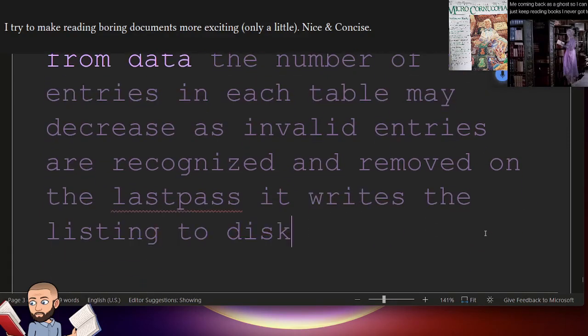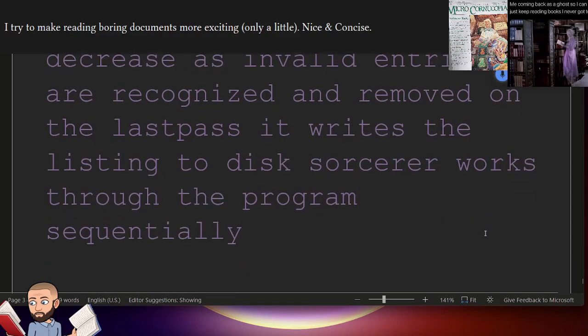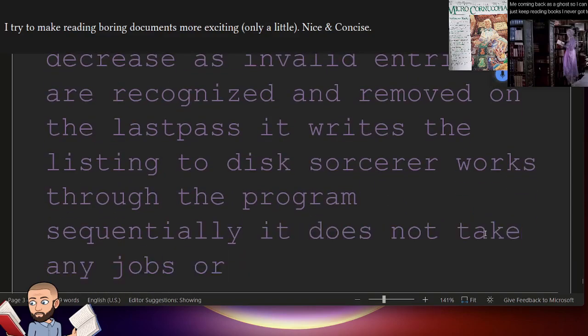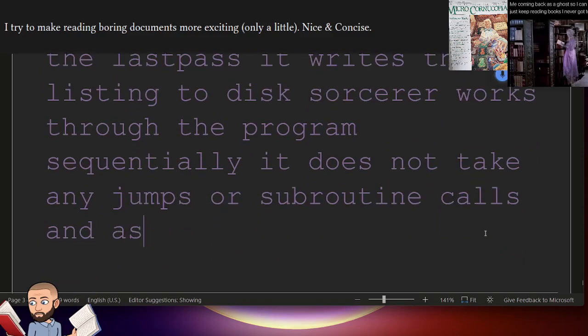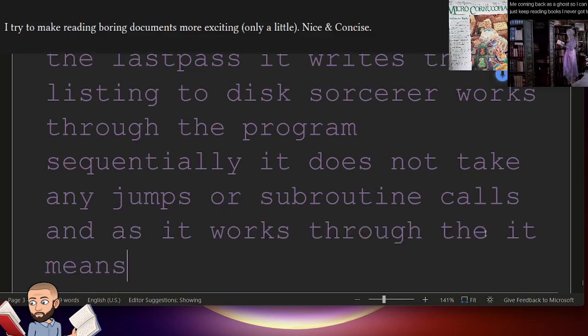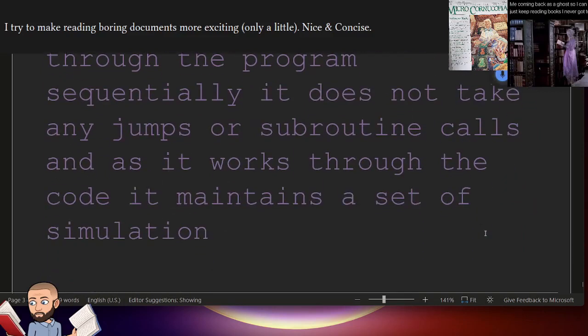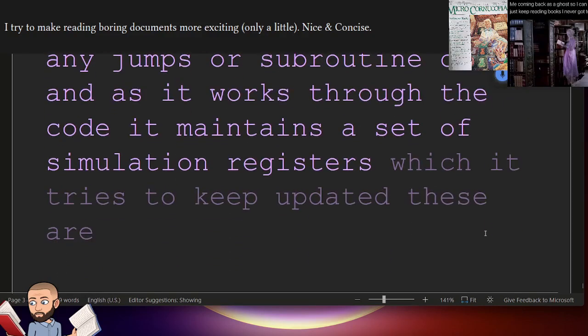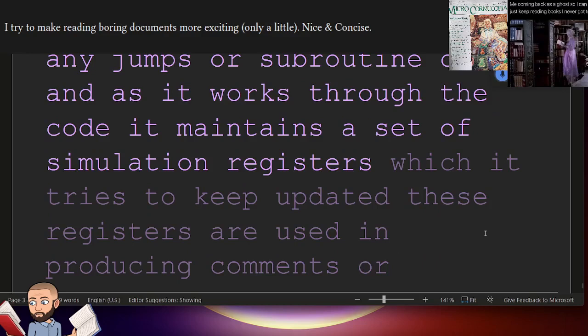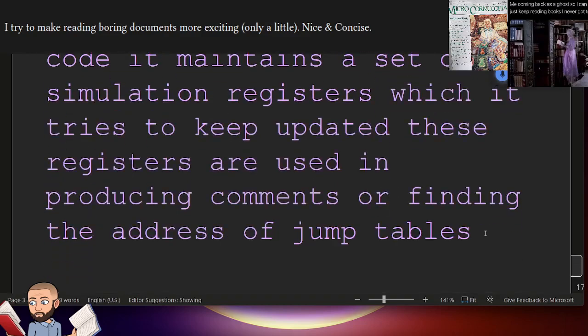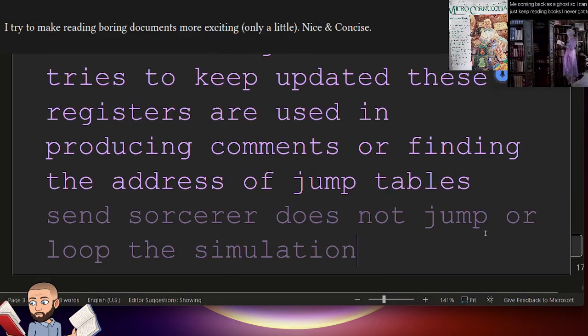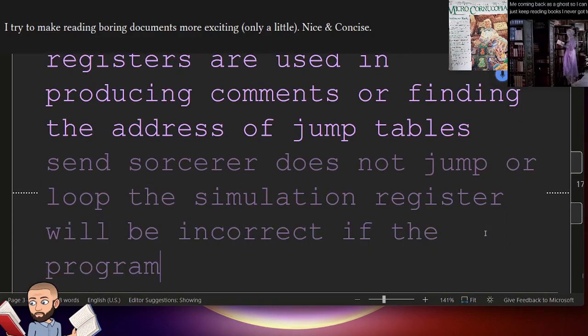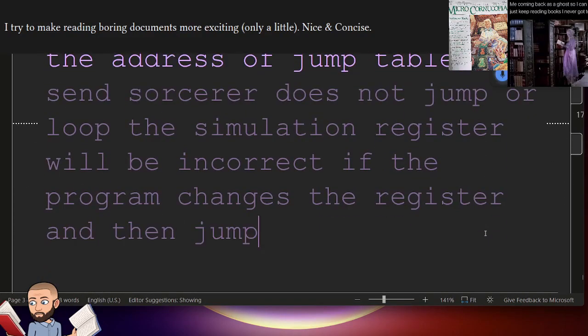Sorcerer works through the program sequentially. It does not take any jumps or subroutine calls, and as it works through the code, it maintains a set of simulation registers which it tries to keep updated. These registers are used in producing comments or finding the address of jump tables. Since Sorcerer does not jump or loop, the simulation register will be incorrect if the program changes a register and then jumps to a previous location.